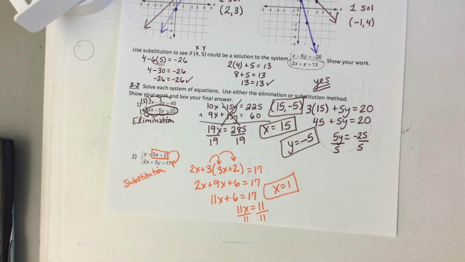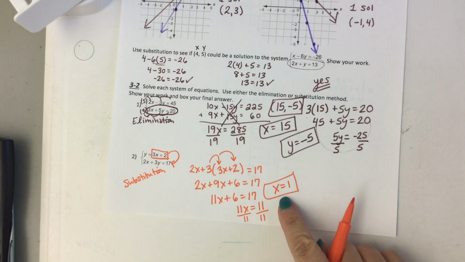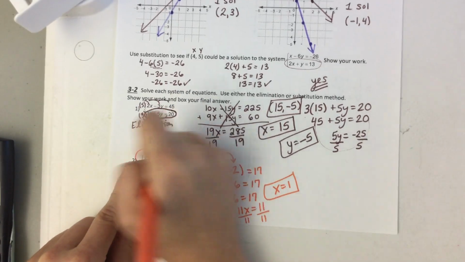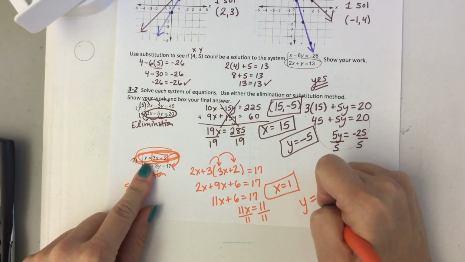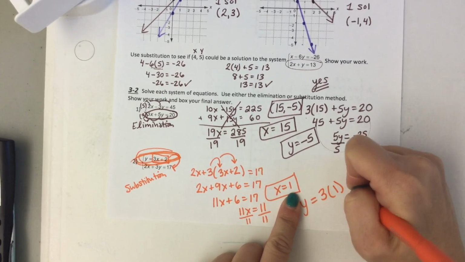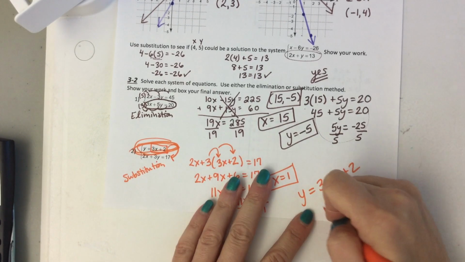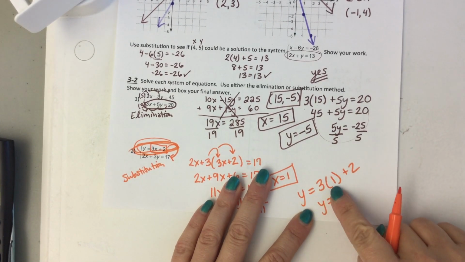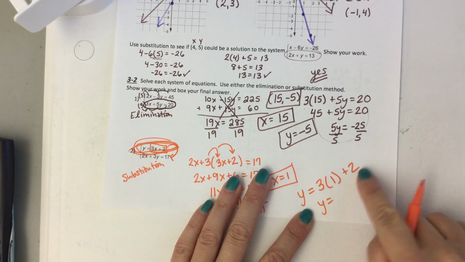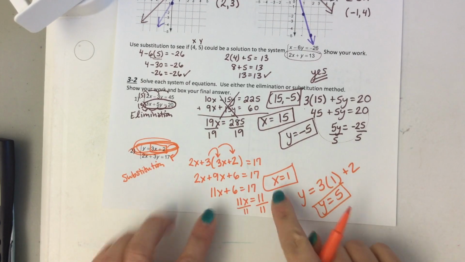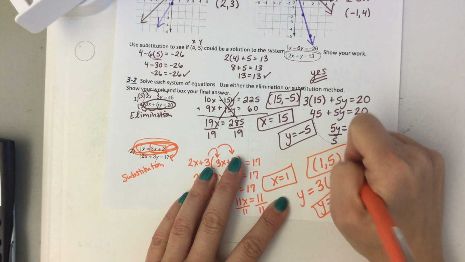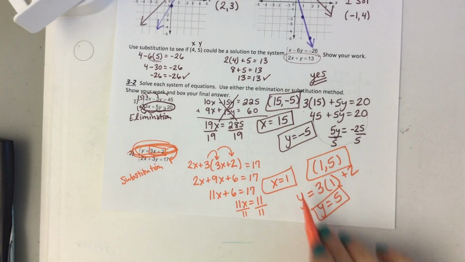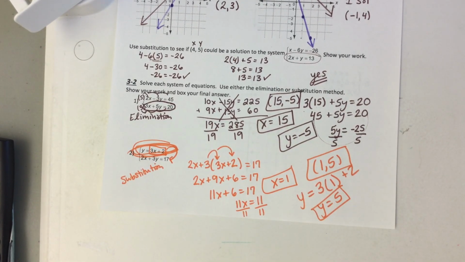But again, I'm not done because your solution needs to be an ordered pair. I know what x is. In order to find what y is, I can go to this equation that says y equals 3 times x plus 2. We know x is really a 1. Y equals 3 times 1 is 3, 3 plus 2 is 5. I know x, I know y. I can write my final solution. Make sure when you write your ordered pair that the x value does come before the y.